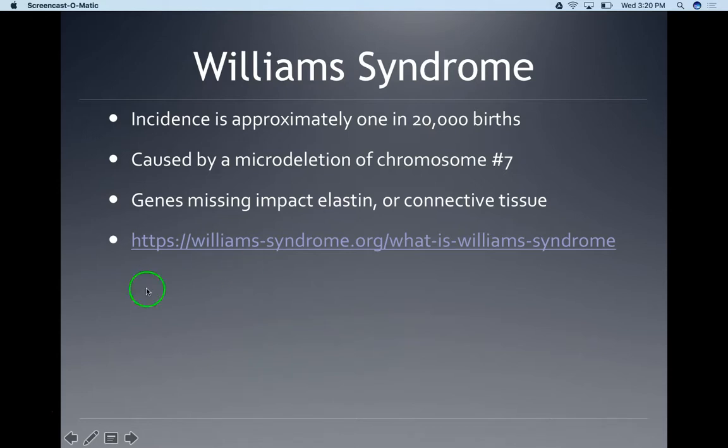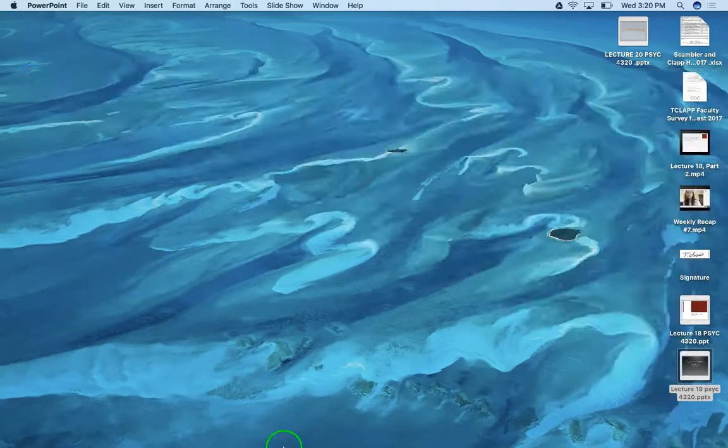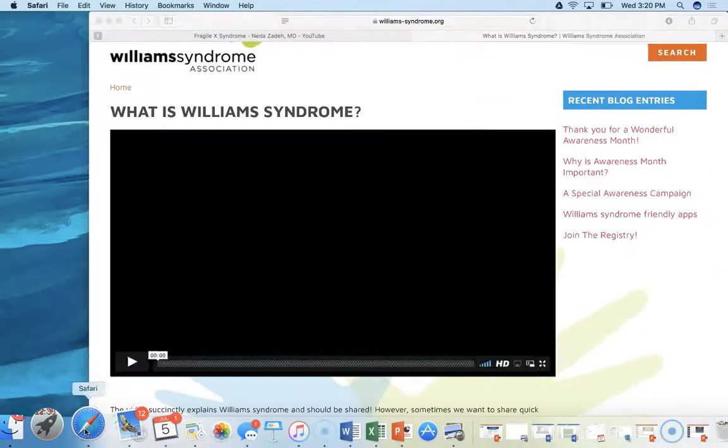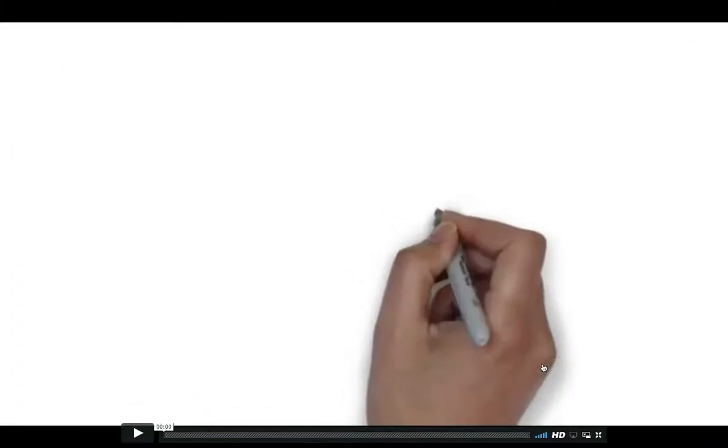I've had the pleasure to actually work with a decent number of children and adults with Williams syndrome, and everyone that we're talking about is very unique within their own disorder, but Williams syndrome individuals have some really unique strengths that can be really interesting to learn about.